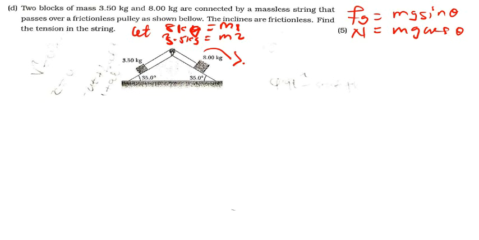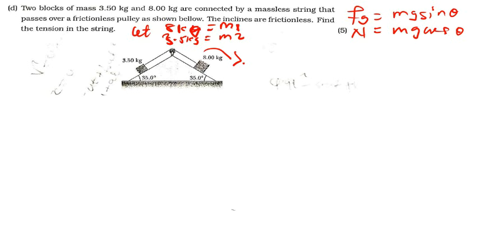So, the question is, the two blocks of mass 3.5 kg and 8 kg are connected by a massless string that passes over a frictionless pulley, as shown below. The inclines are frictionless. Find the tension in the string. How do we find the tension? Okay, we need first to find the acceleration.